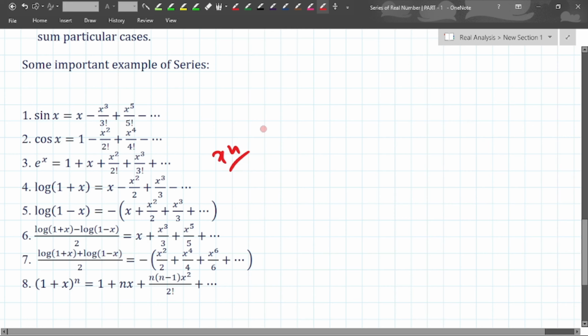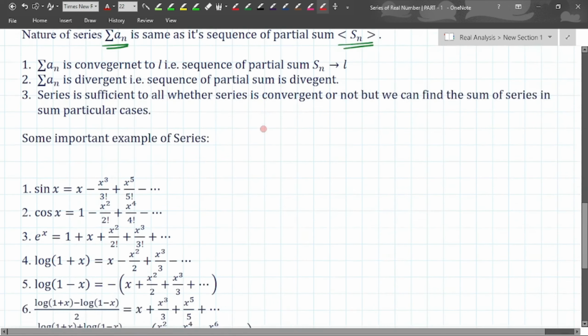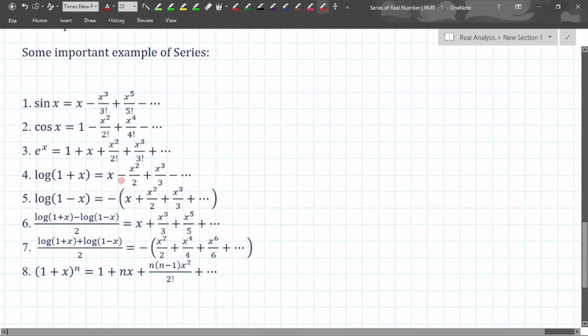Log of 1 plus x, that is what the odd terms. Okay, log of 1 plus x, yeah, it is not even terms, it is looking like e power x, but here it is not factorial. Okay, x minus x square by 2, x cube by 3, and for log of 1 minus x it is all negative terms, or you can take the whole negative outside, and the terms are x plus x square by 2 plus x cube by 3. This is the trick that you can understand the thing.